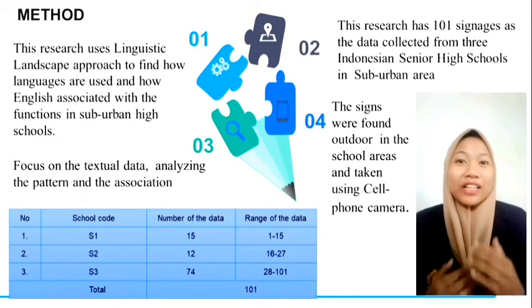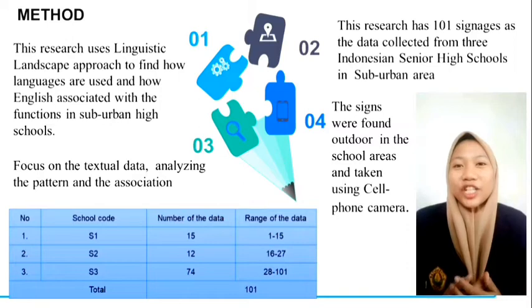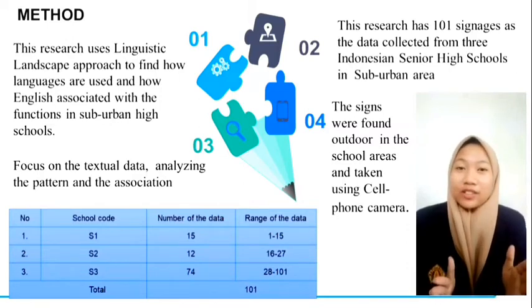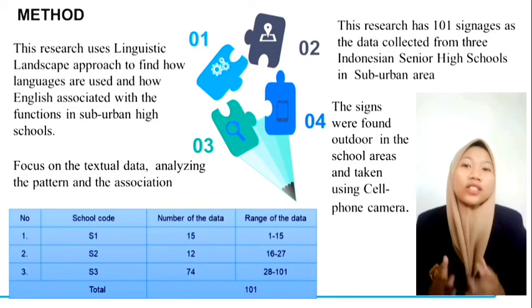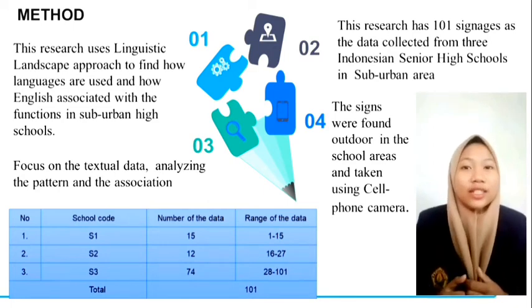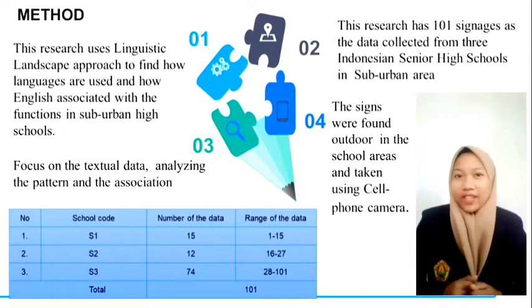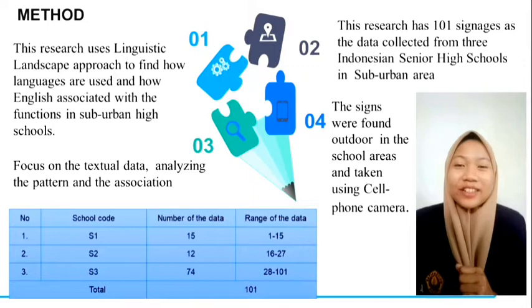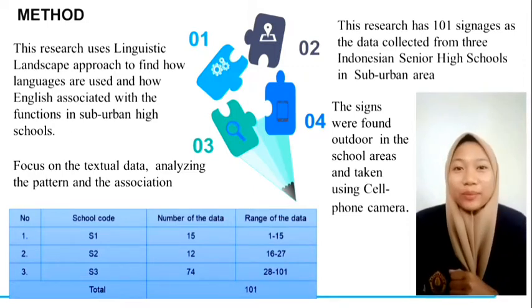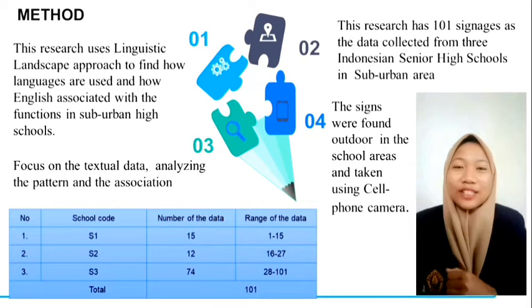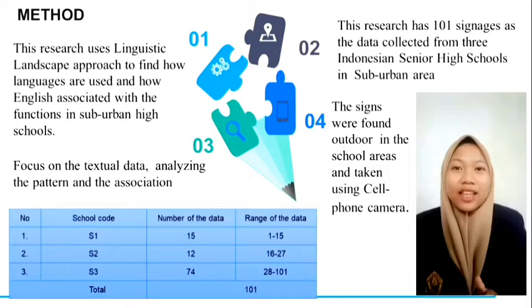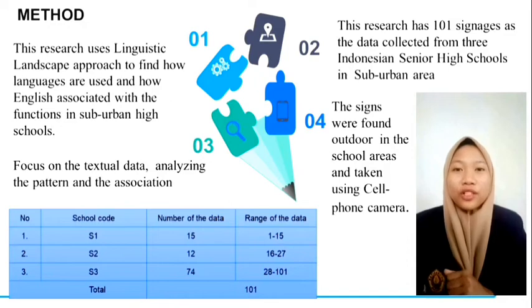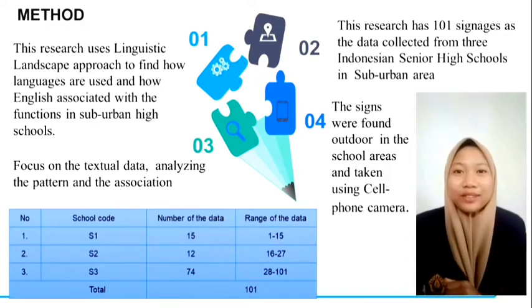Okay, now I will explain the method. This research used the linguistic landscape approach to find how languages are used in the school signs, and how they are associated with the function and also the context of the school and the areas. This research found 101 data collected from three senior high schools in suburban areas, such as Magetan, Situbondo, and Jember. We have school codes to differentiate the schools: S1 for Magetan, S2 for Situbondo, and S3 for Jember.